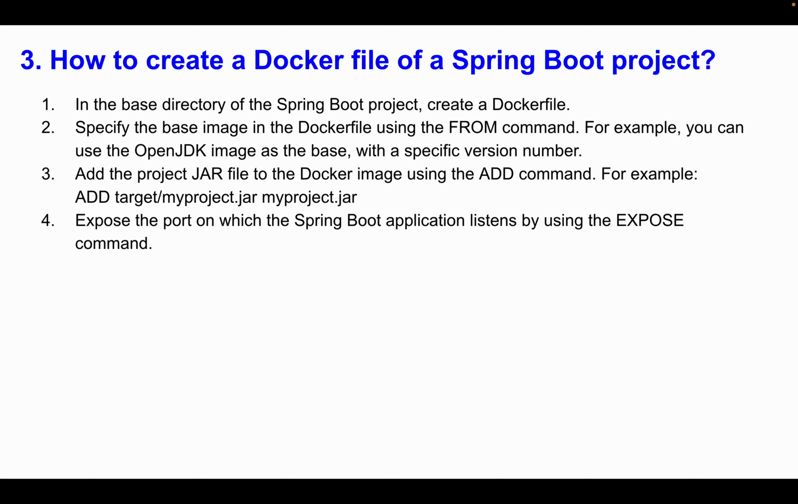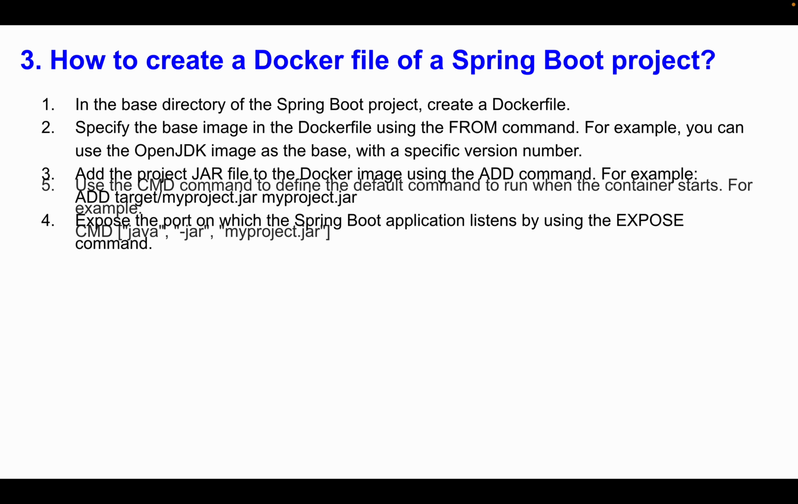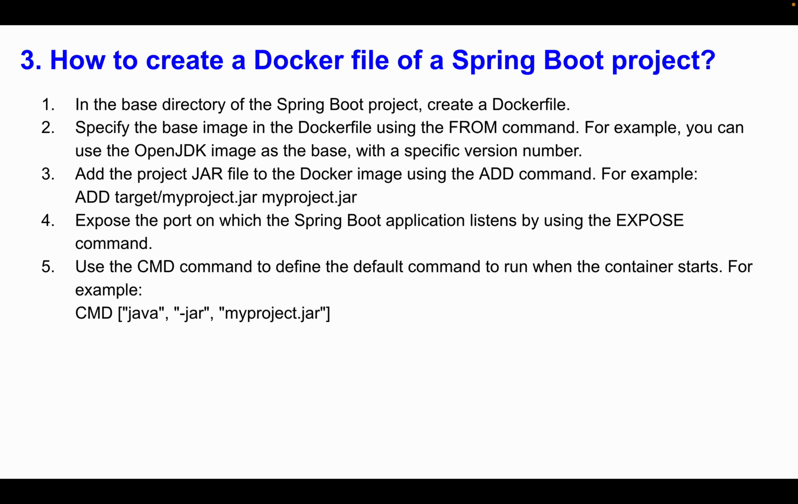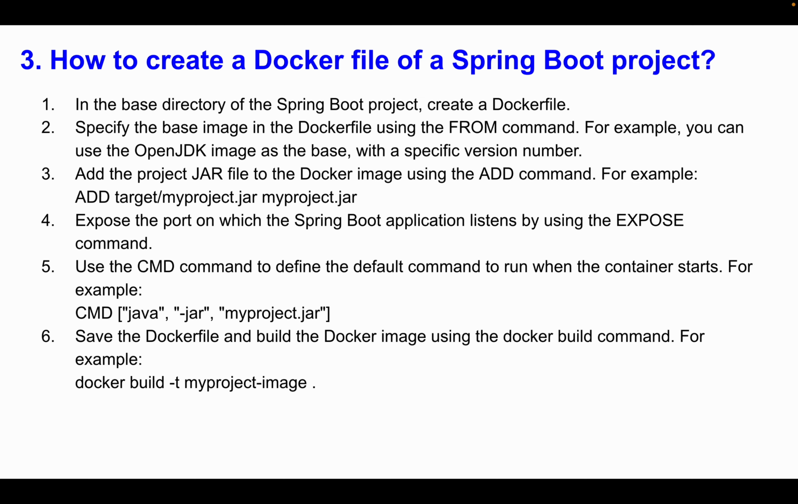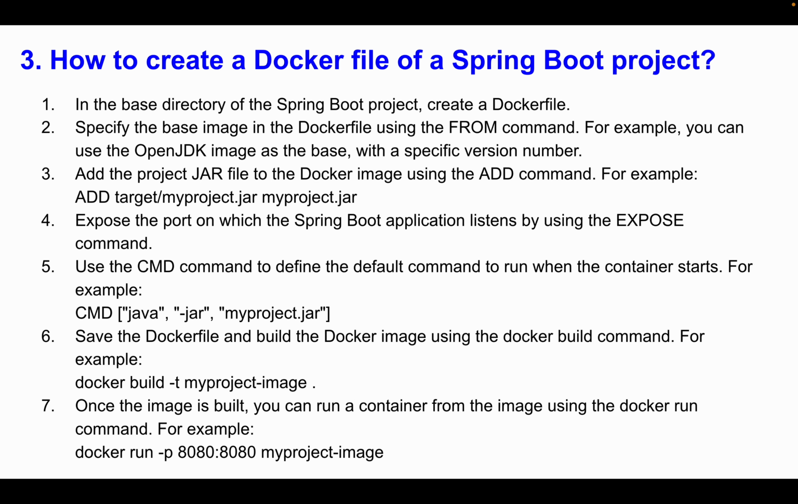Step 4, expose the port on which the Spring Boot application listens by using the EXPOSE command. Step 5, use the CMD command to define the default command to run when the container starts. For example, I have shown a CMD example here. Step 6, save the Dockerfile and build the Docker image using the docker build command. For example, docker build -t your-project-image . Once the image is built, you can run the container from the image using the docker run command. For example, I have shown here docker run -p, then the port number and my project image.